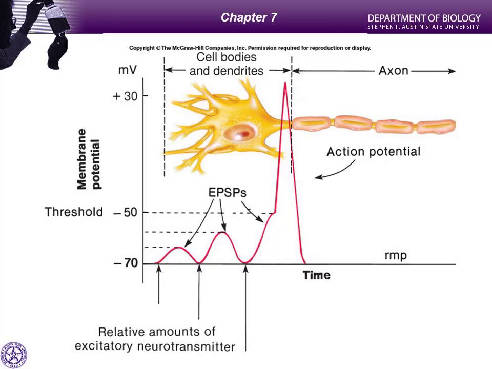But notice on the third excitatory postsynaptic potential, we do reach threshold. We do have that action potential designated by our upward depolarization, downward repolarization. And if you also notice, that is happening at that connection between the axon and the cell body. That is where we have the axon hillock.